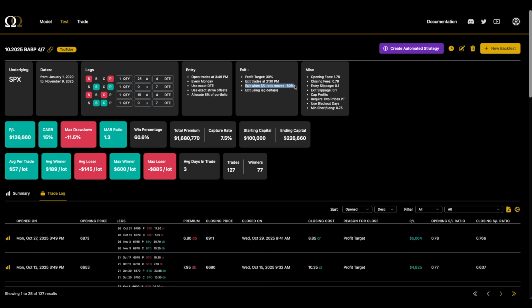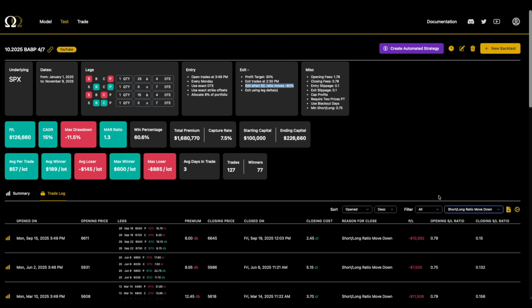So what have we done to our back test? We've modeled it. We've looked at it. We've seen how it's shaping up. We've got a min short long requirement, so we're being a little more exclusive on the entry. And we've got an exit, so we're paying a little more attention to when it could tent sag.